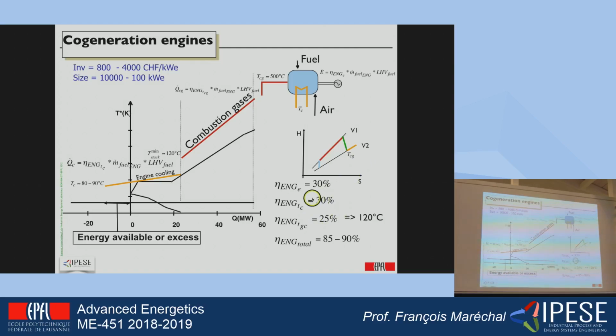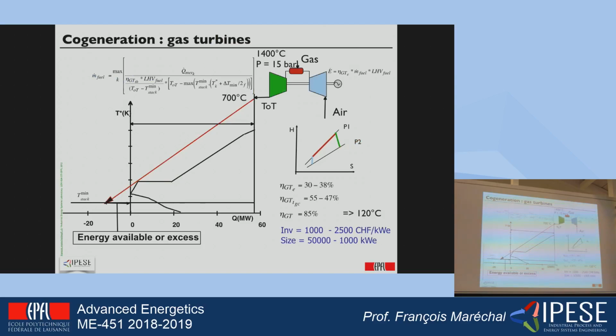The cooling system has around 30% of heat available between 80 and 90 degrees C, and the rest is the heat that is available in the flue gases, at around 25 degrees C, if I'm cooling the combustion gases to 120 degrees C. So it means that the overall efficiency will be of the same order of magnitude as a gas turbine. And something which is perhaps interesting that I'm showing here, the sizes are much smaller for the cogeneration engines than for the gas turbines, which are typically of higher sizes to be installed in the system.